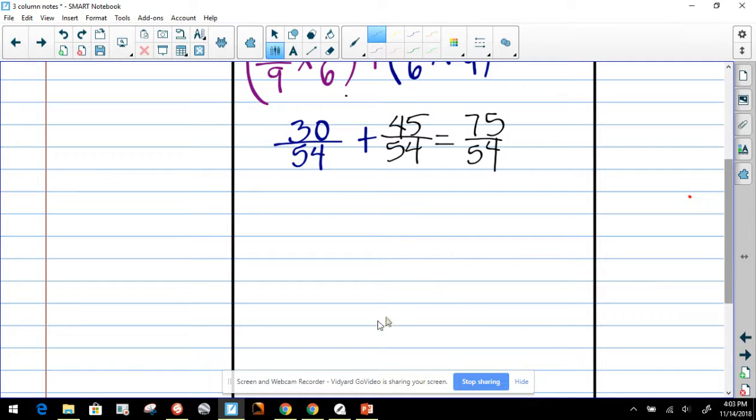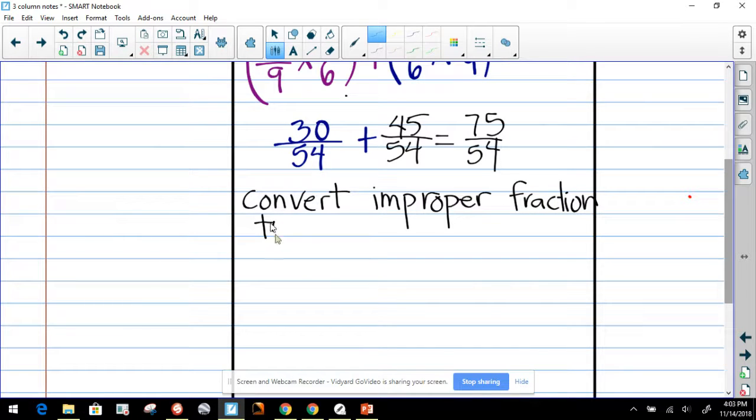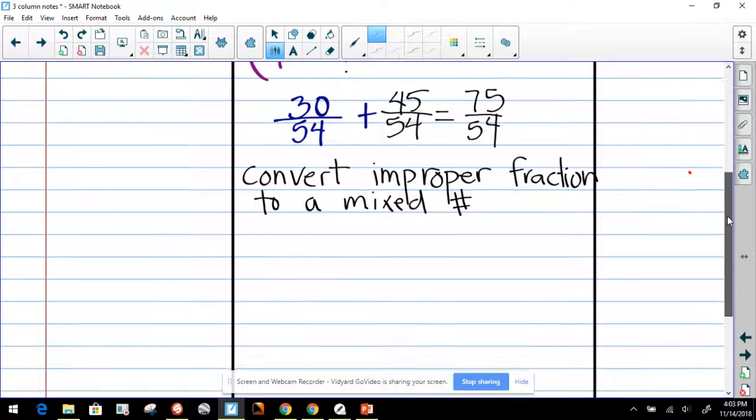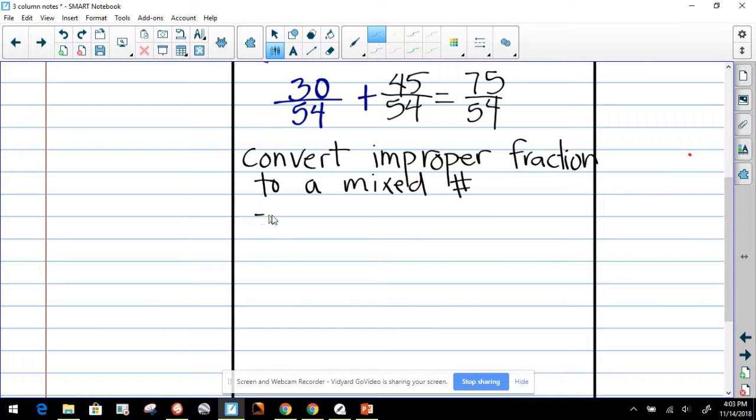So now we're going to convert the improper fraction to a mixed number. Okay, let's get that work done. So let's look at the improper fraction. So that's 75 fifty-fourths. There are two ways in which I teach this to my students.